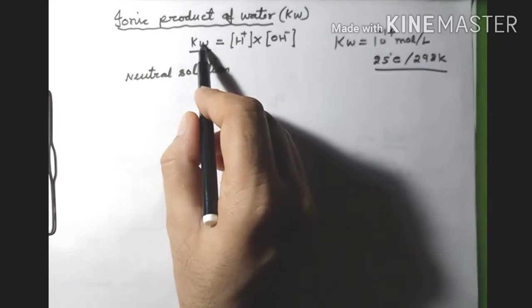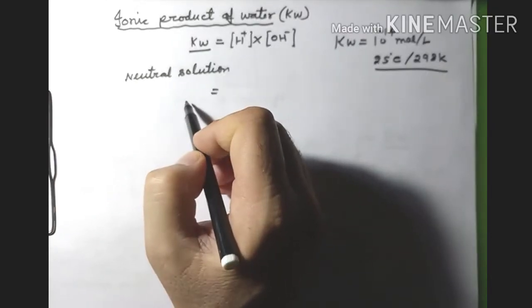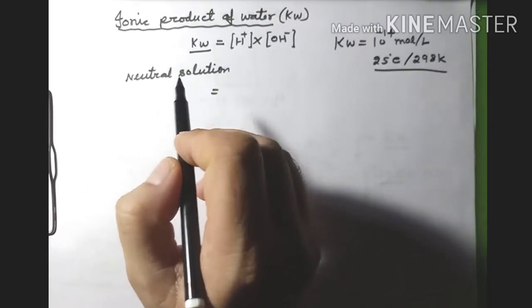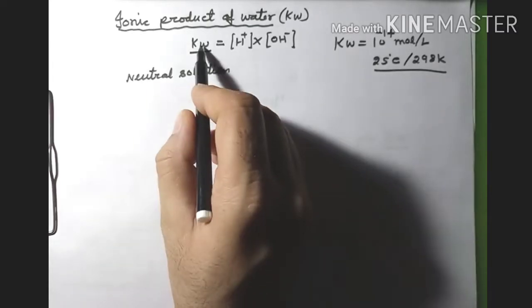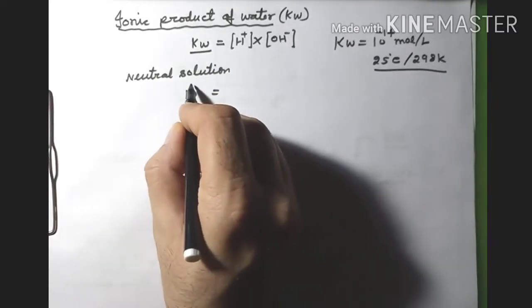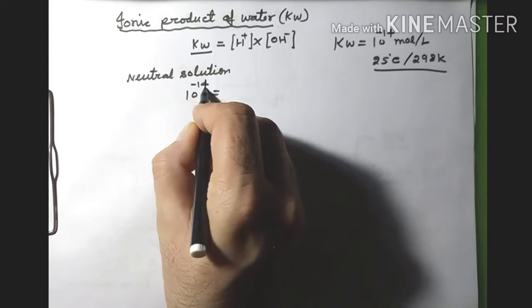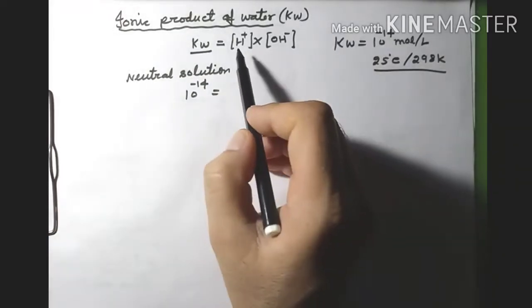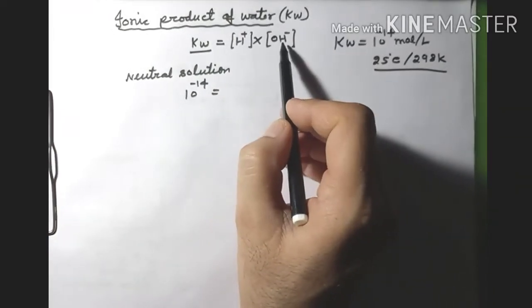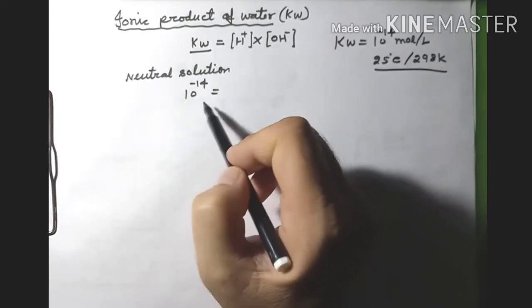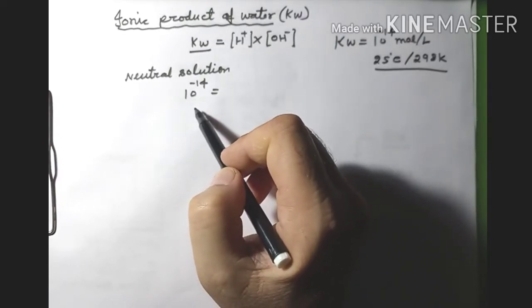In the neutral solution, Kw remains fixed, because just now I told you that whether solutions are acidic, basic or neutral, the value of Kw always remains constant, 10 to the power minus 14. Now, whatever values of H plus and OH minus ion we keep, the product we get must be 10 to the power minus 14.